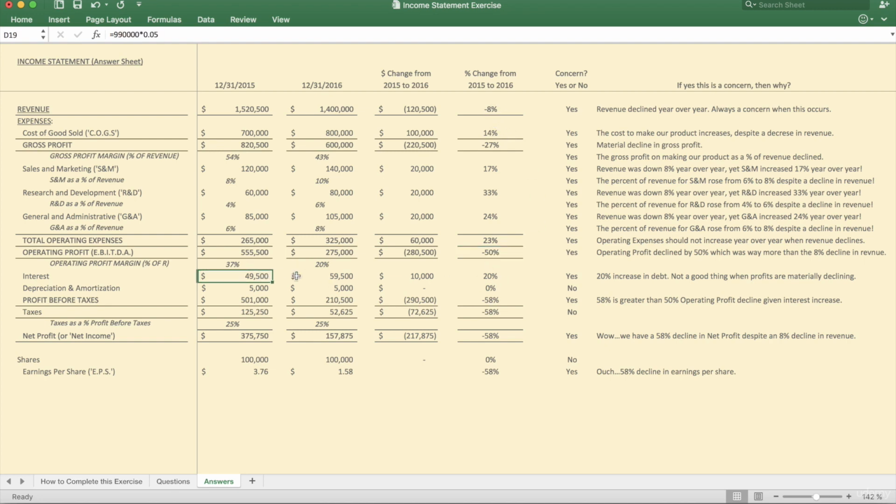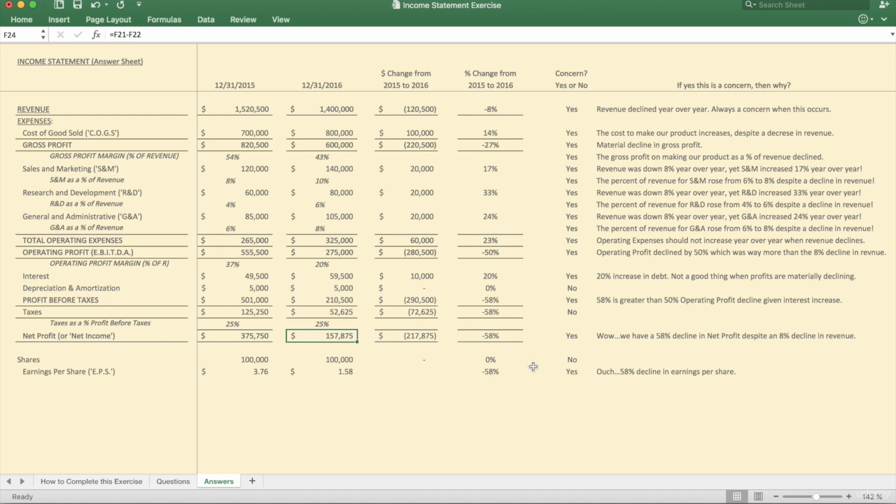And it looks like we took on more debt here, right? So we're paying $10,000 more in interest. So we had a spike. And so our profit before taxes was down 58% year over year, which is worse than the operating profit decline because of the increase in interest. And then our net income was actually down 58% year over year. It was still positive, right? 157,875, but it decreased that much year over year. So ouch. 58% decline year over year in earnings per share, or net income, same thing, or net profit, same thing, despite the fact that revenue is only down 8%.